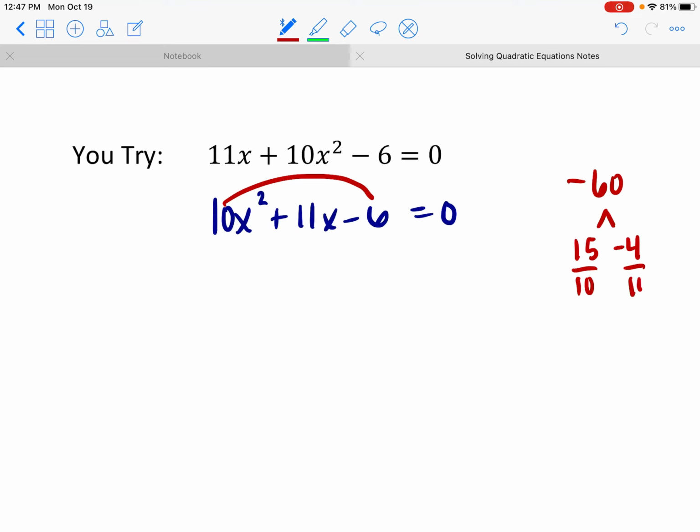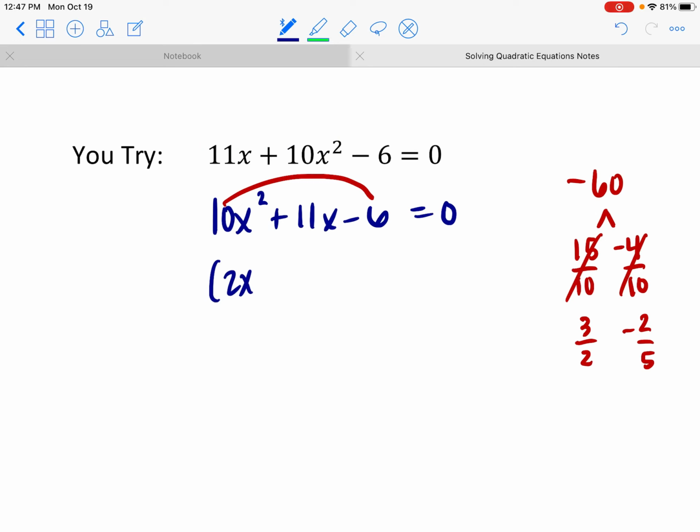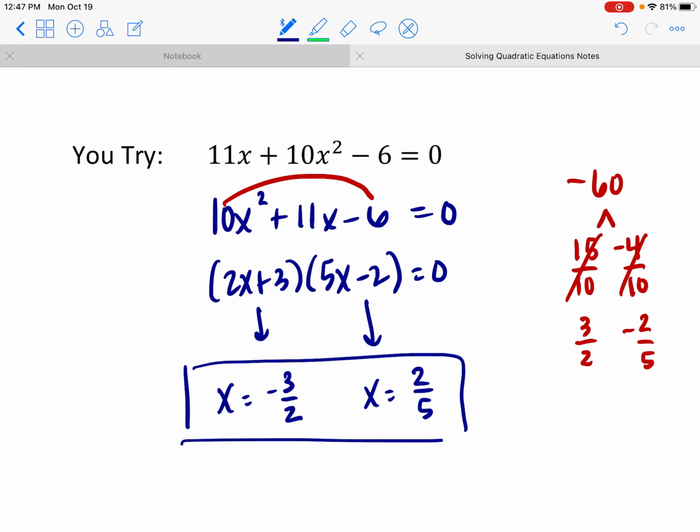And then if I divide by 10 and reduce, 5 goes in there 3 times and twice. This is going to be negative 2/5. So this is going to factor into 2x plus 3 and 5x minus 2, making my solutions a negative 3/2, and then here a positive 2/5, which is again the opposites of the reduced fractions over there.